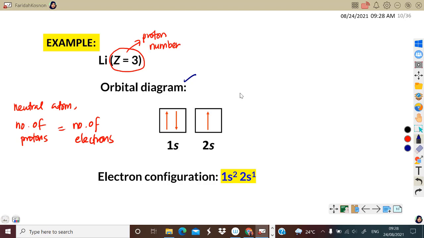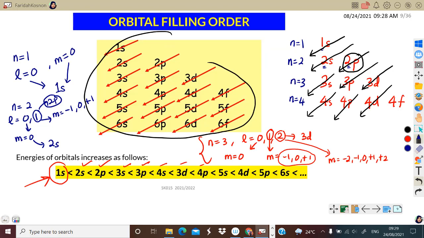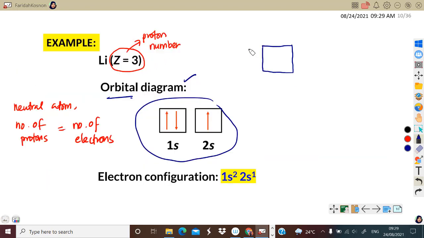Tadi saya dah jelaskan orbital diagram consists of box ataupun lines. Boleh guna box ataupun lines. Dalam tu ada elektron diwakili oleh arrow with opposite spin. Ini namanya orbital diagram. First of all, kita buat orbital yang pertama. According to Aufbau, we have to fill the atomic orbital with the lowest energy. Jadi kalau kita ikut orbital filling pattern ni tadi, siapa yang ada lowest energy, kita mesti start dengan 1s.